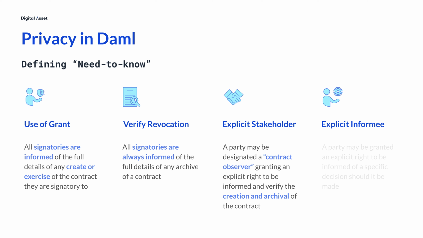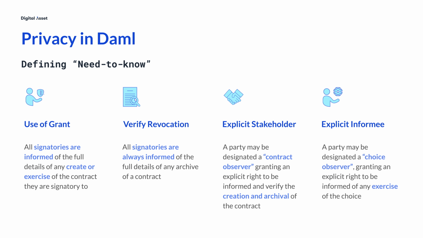Explicit informees have a need to know about a decision. A party may be granted an explicit right to be informed of a specific decision should it be made. In DAML, this means a party may be designated a choice observer, granting an explicit right to be informed of any exercise of the choice. The specifics of how to specify these in a DAML model are covered in the Contract Developer course.